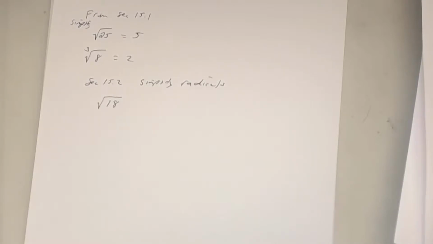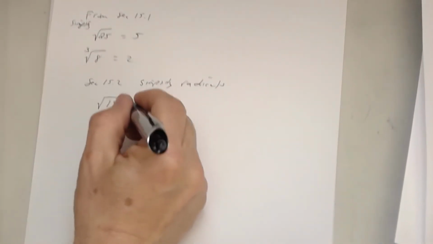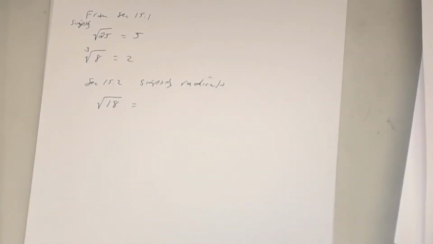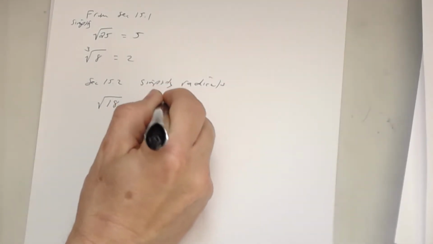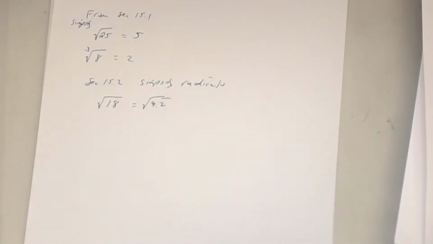The index is 2, right? So you can look for a perfect square that goes into 18. And you always want to use the largest. What's the largest perfect square that goes into 18? 9. So here's what you're going to write, and this is your thought process. In your mind, this is what you're saying. Well, that's going to be the square root of 9 times 2, right? Notice one of my factors is a perfect square. That's what you want to do.